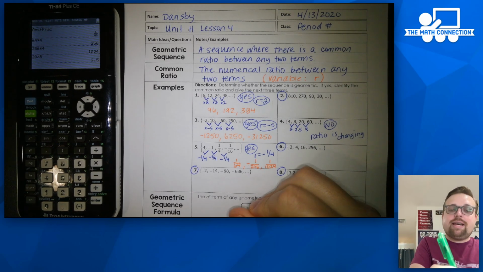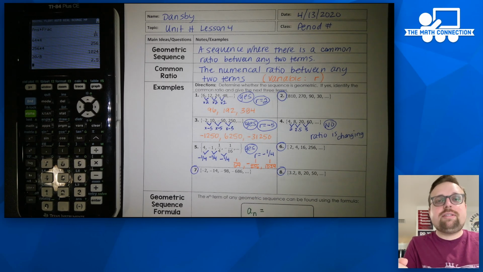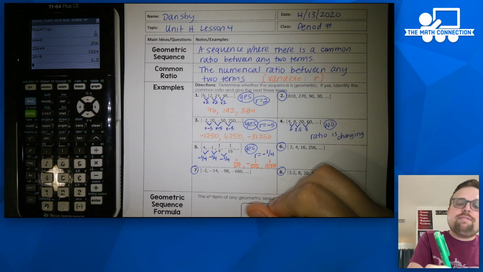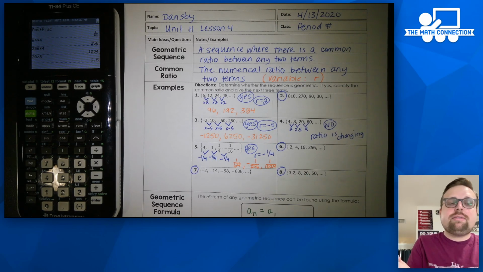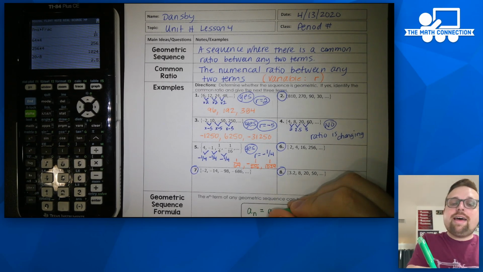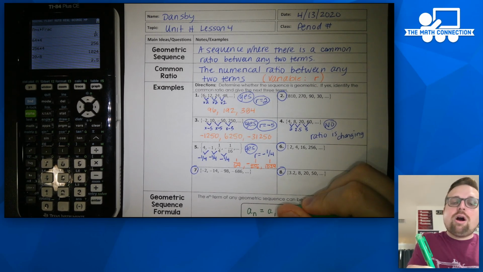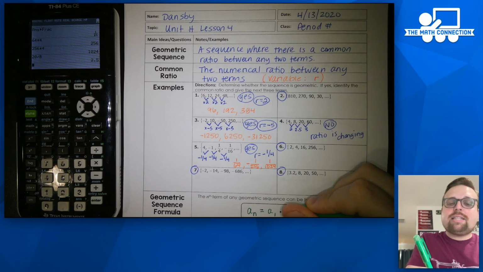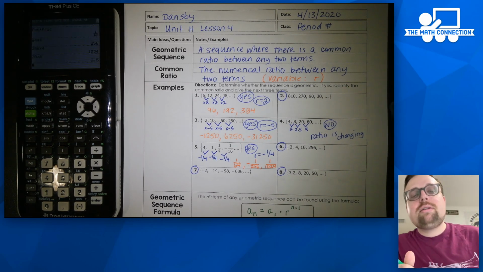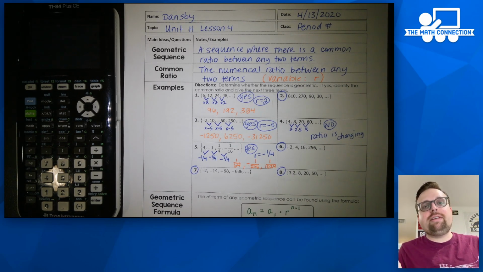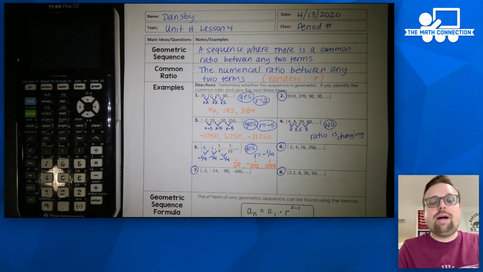The rule says that you can find the value of any term of the sequence by taking the first term of that sequence, and then you're going to multiply that by the r value, or the ratio, and that r value is actually going to be raised to the exponent of n minus 1. So kind of similar to what we were doing in previous topics. You need to figure out what n is.